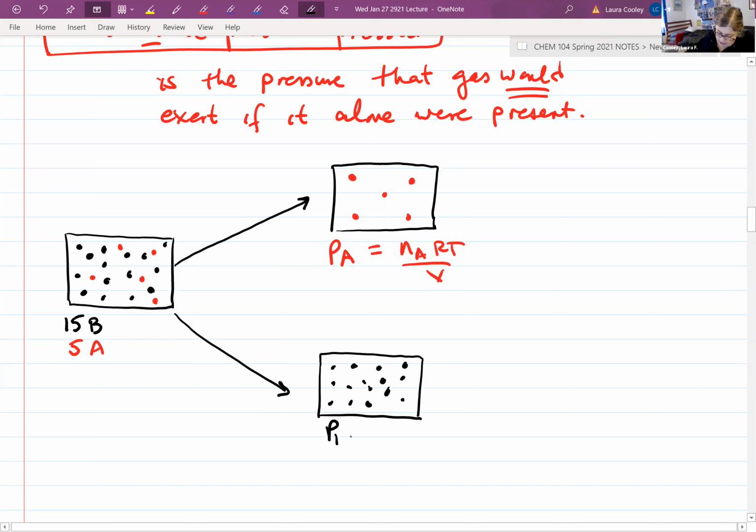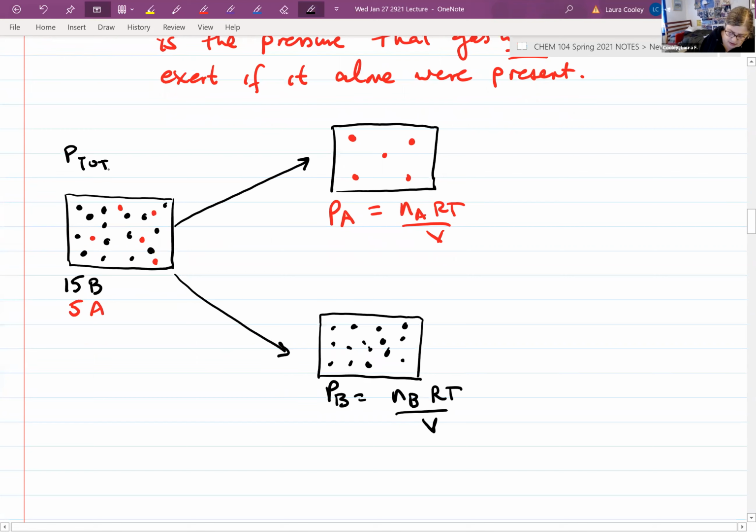Okay, PB and B RT over V. And here we have P total. So the total pressure, turns out, is actually the sum of those partial pressures. And if you have more than 2 gases, you would have to add up all of their partial pressures.